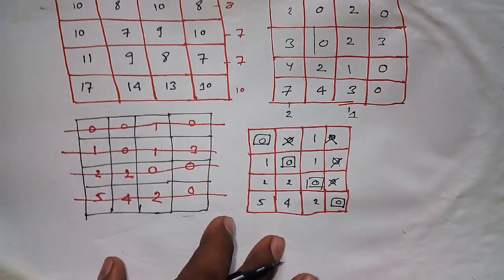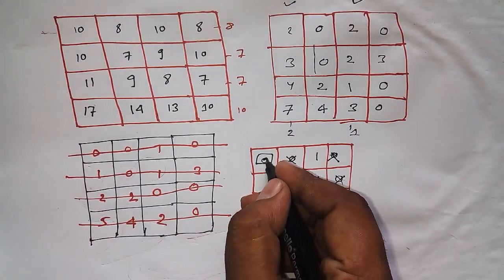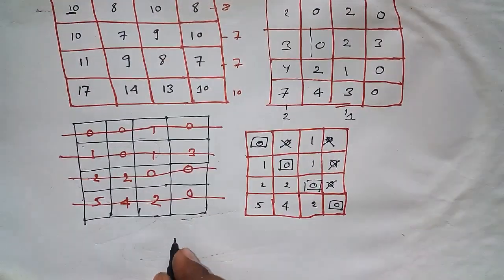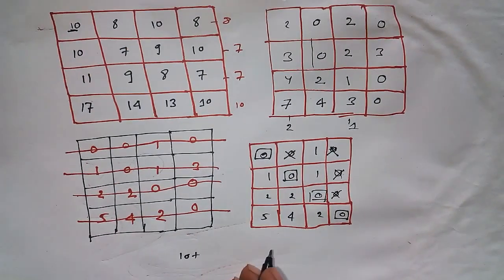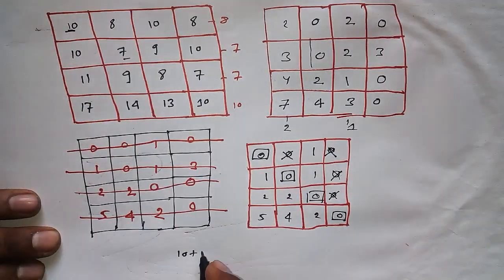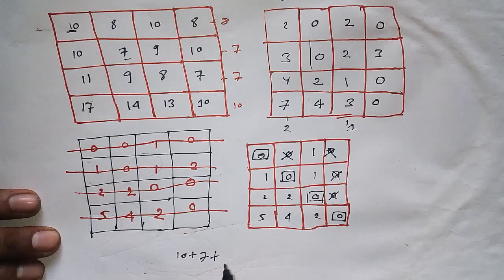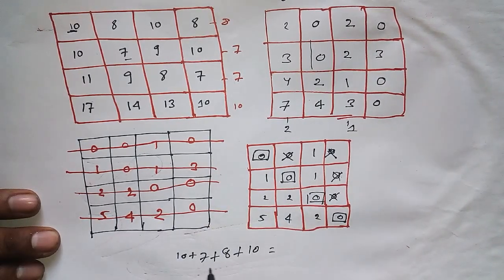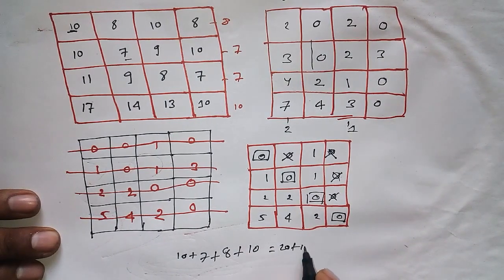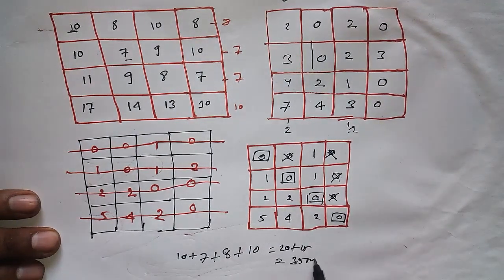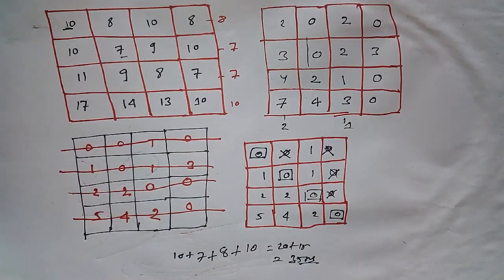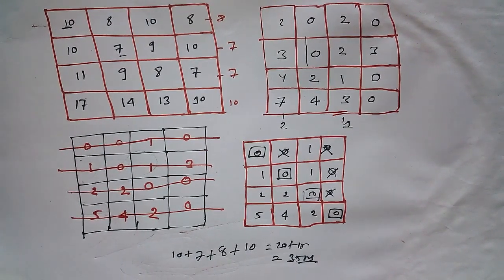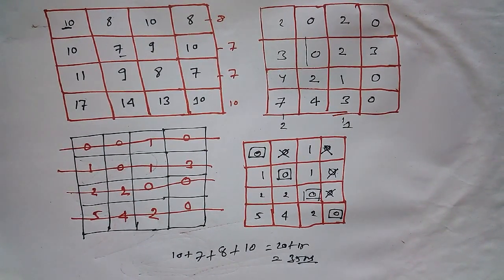Now what we have to do, we have to identify these numbers. Here what we got, 10. So 10 plus here what we got, 7 plus here what we got, 8 plus 0, 10. So how much did we get? 10 plus 10 is 20, plus 15, 35 rupees. So the transportation cost for this problem is 35 rupees.